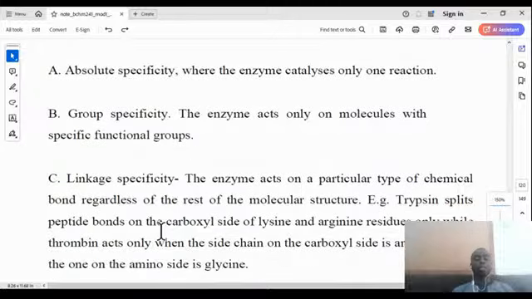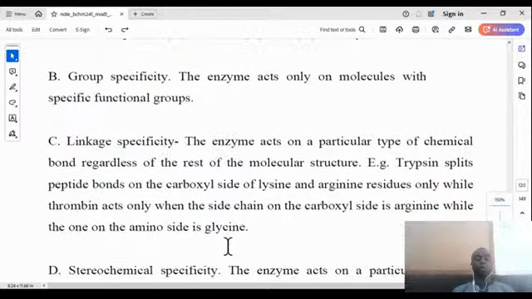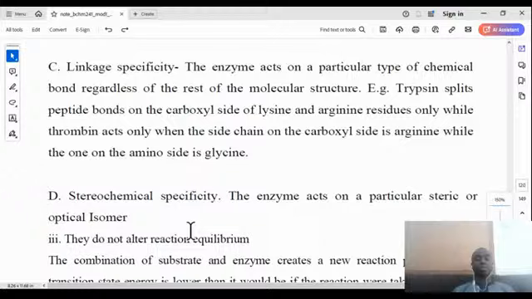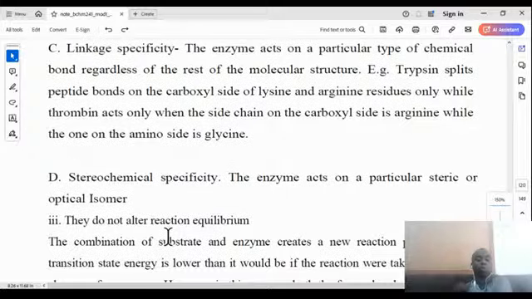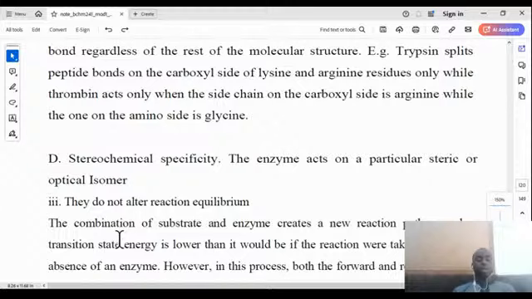So when you look at trypsin, it splits peptide bonds on the carboxyl side of lysine and arginine residues, while thrombin acts only when the side chain on the carboxyl side is arginine, while the one on the amino side is glycine. So that's when thrombin will act. Then we have stereochemical specificity, and for this type of specificity, the enzyme acts on a particular steric or optical isomer.